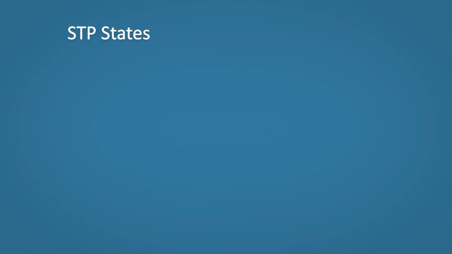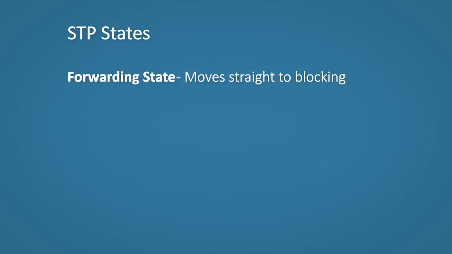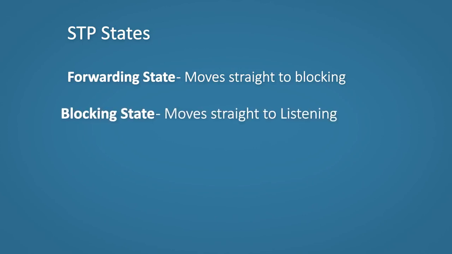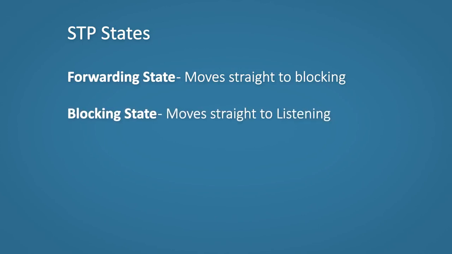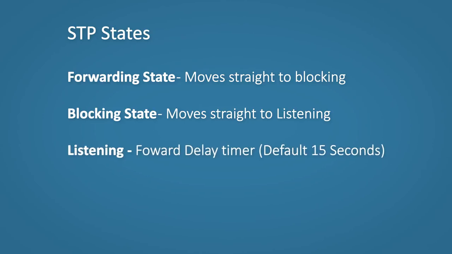So we looked at states earlier. Let's take another look. The forwarding state. This state can move directly to blocking. A blocking state can't move directly to forwarding. It must first enter the listening state. The listening state, this is where the port listens for MAC addresses, but without learning any. This is in order to stop any potential loops. This is held in this state for the forward delay, which is by default 15 seconds.